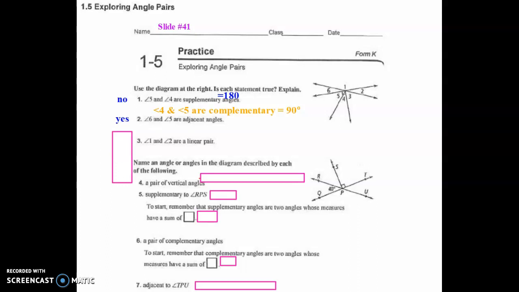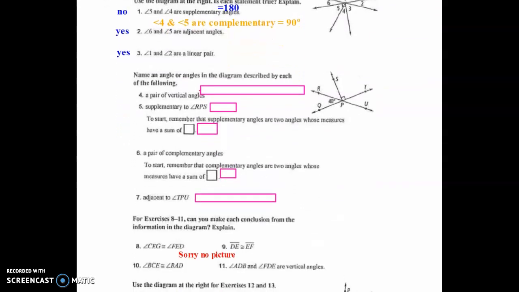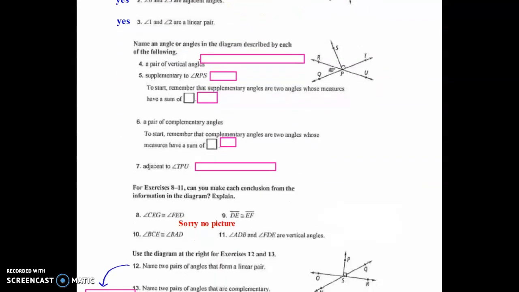Are 1 and 2 a linear pair? Do they make up a line? Well, here's angle 1, here's angle 2, and yes, they do make up a line, so that would be a linear pair. All right, great. Let me erase those, and we'll go on to our next problem. Let me scroll this up a bit. And you guys can always go back and stop it or rerun it if you need to.